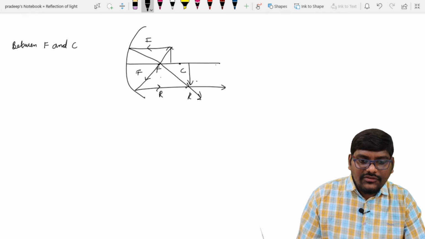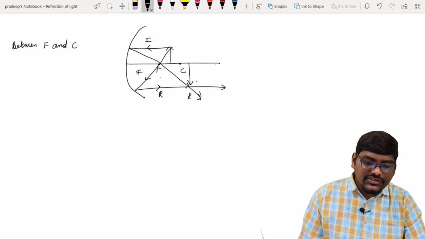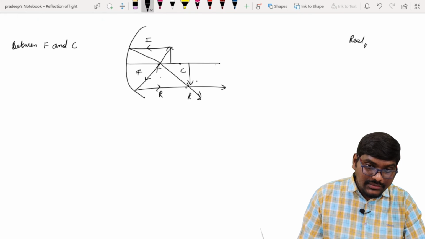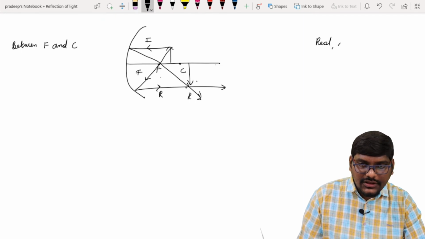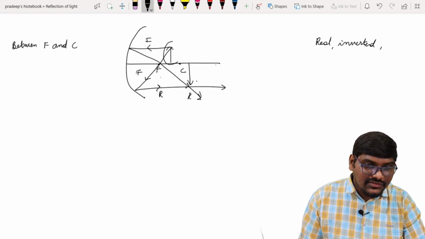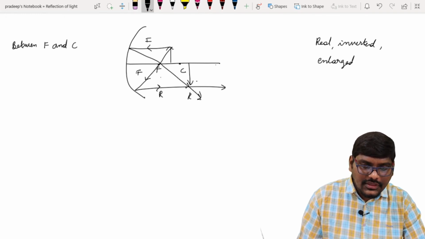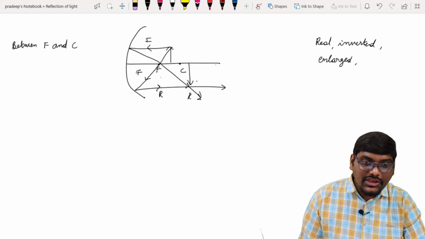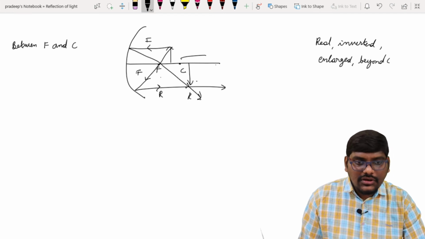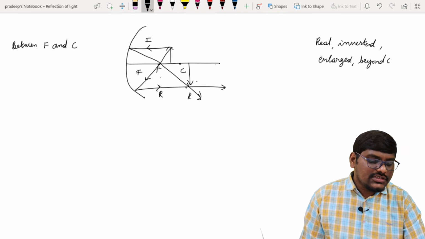Alright, so now we'll write the characteristics here. The image which is formed is a real image, right, and it is also an inverted image, and it is also bigger than the actual size. Earlier it was very small, but here it is becoming bigger, so we will say this is enlarged. And it was forming beyond C, away from C. So this is the next case.